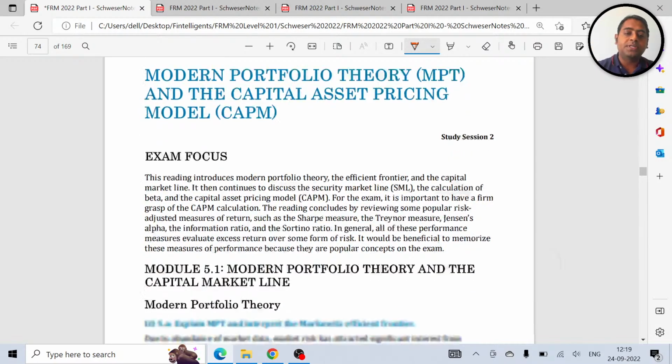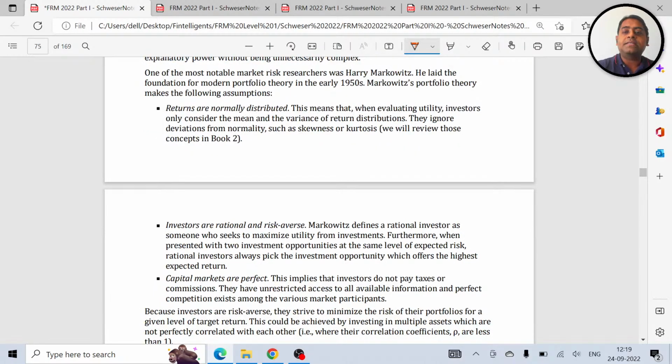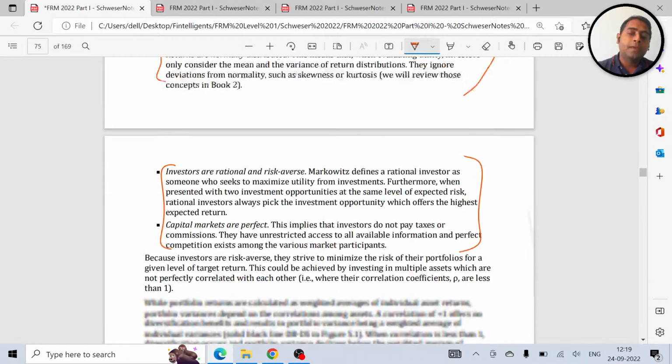Let us move towards the next chapter, which is modern portfolio theory and the capital asset pricing model. When we talk about that chapter, the basic assumptions of Markowitz theory: you can get questions asking which of the assumptions is there in Markowitz and not in CAPM. So you can get some question like that. The concept of the assumptions should be clear.